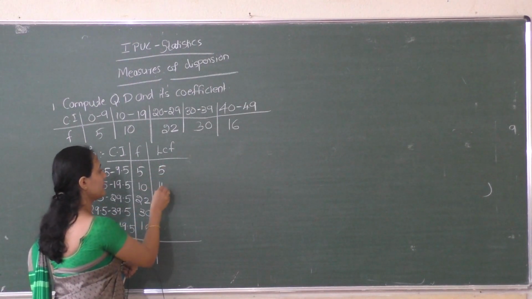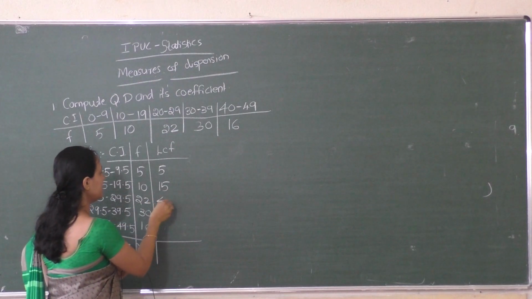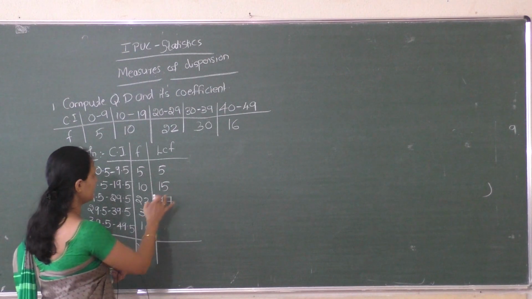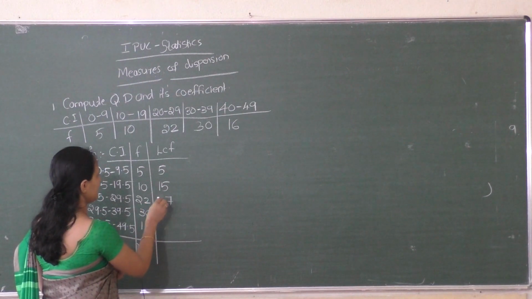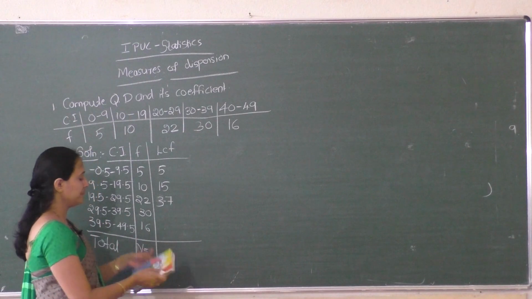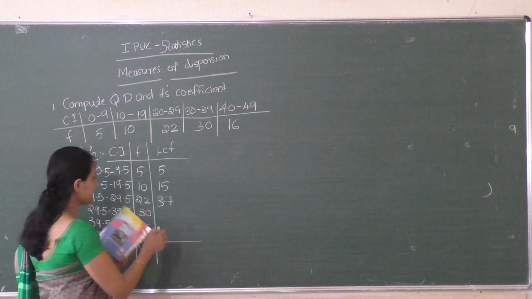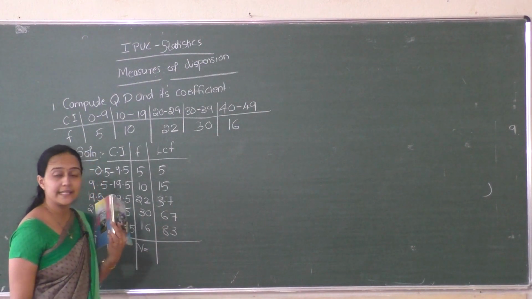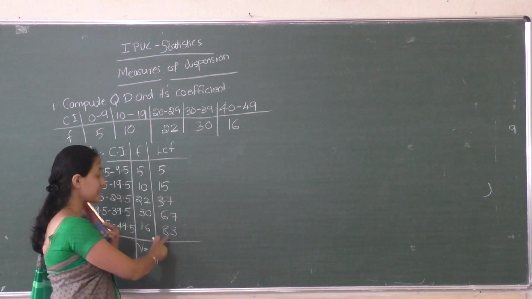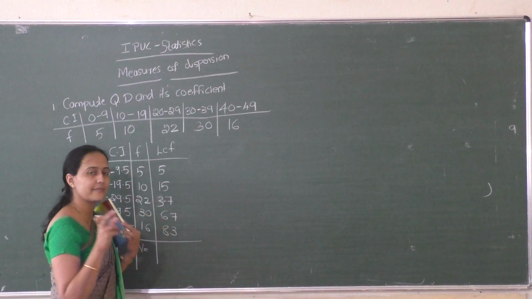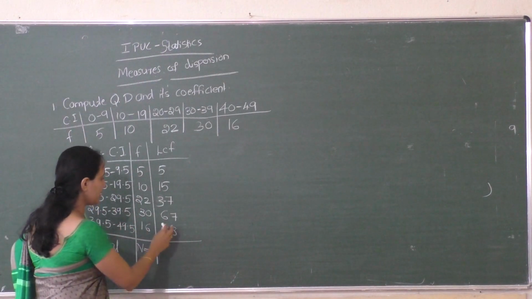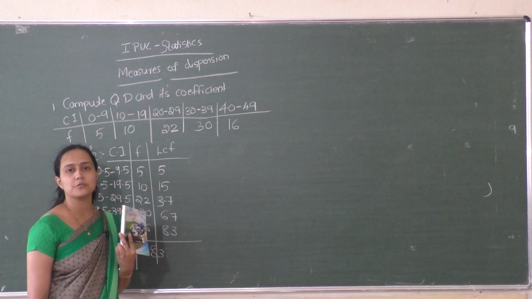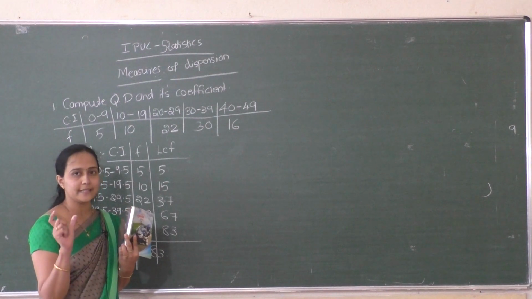5 plus 10 is 15. 15 plus 22 is 37. Then 67, and the last one is 83. The last less than cumulative frequency itself is our capital N. So capital N is 83. Correct? Next, what we have to do? We have to find Q1 and Q3.